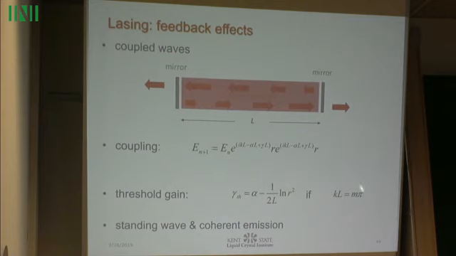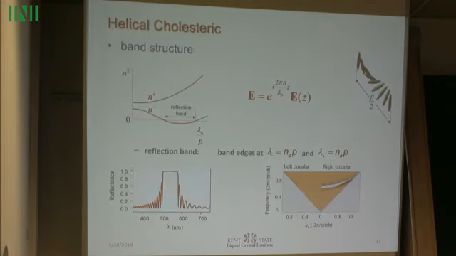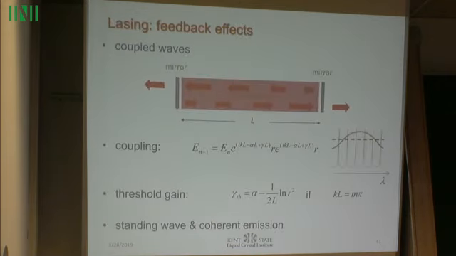And basically that means that the cavity defines the allowed wavelengths, and you need a threshold to overcome losses, and this is your gain curve from the dye. And so if the gain curve is big enough, then you can get lasing at these various frequencies.